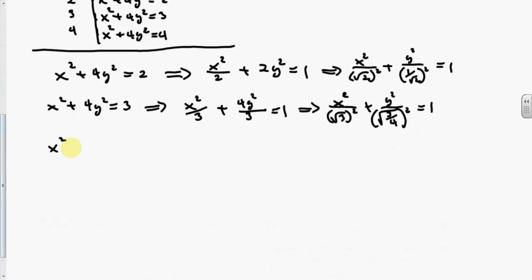Then that last one, x squared plus 4y squared is equal to 4. Divide through by the 4. So I have x squared over 4, or just say 2 to be squared, plus y squared over 1 to be squared is equal to 1. So that's nice and smooth, right? And just plus or minus 2 for a, and then plus or minus 1 for b.